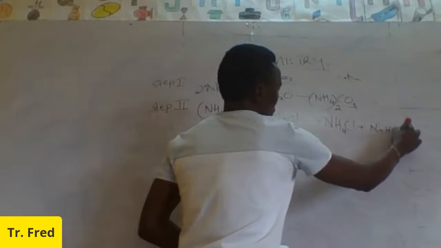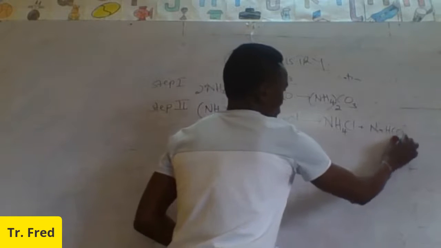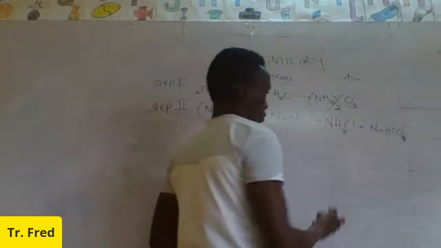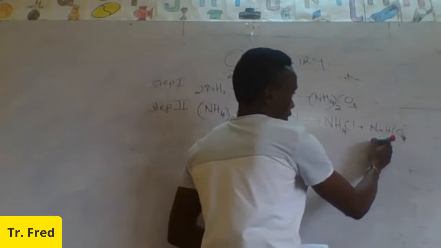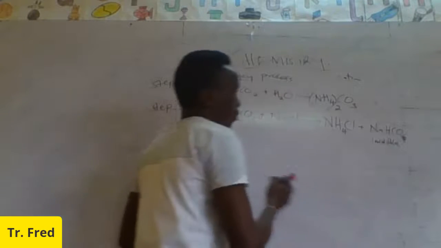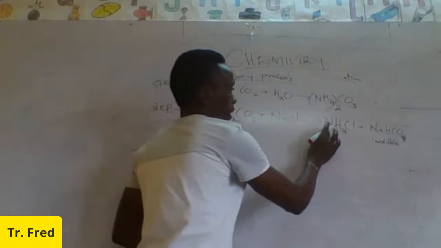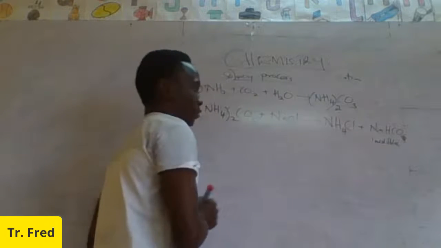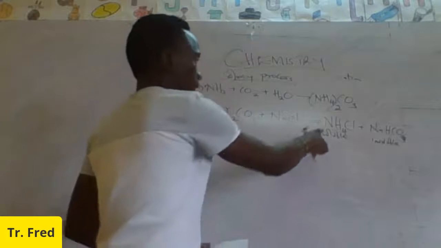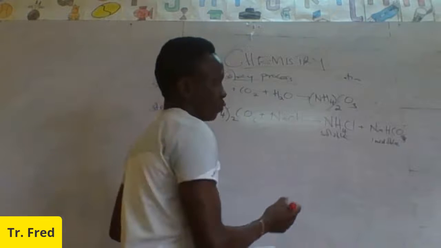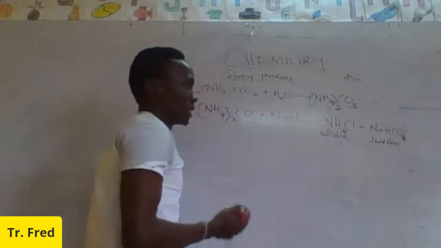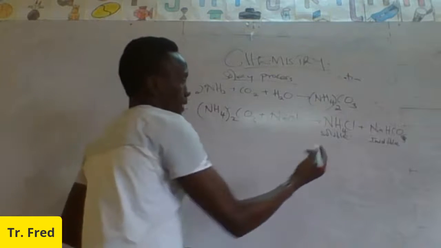sodium hydrogen carbonate. Remember, you have said that one of the products is soluble and the other one is insoluble. The insoluble product here is sodium hydrogen carbonate, while the soluble one is ammonium chloride. Due to its solubility, ammonium chloride is filtered out, while the sodium hydrogen carbonate is precipitated. As a result, separation takes place.